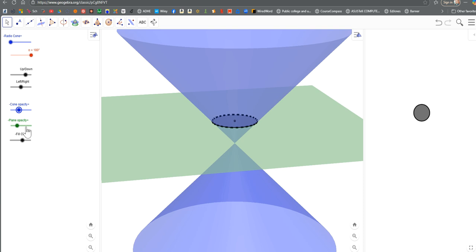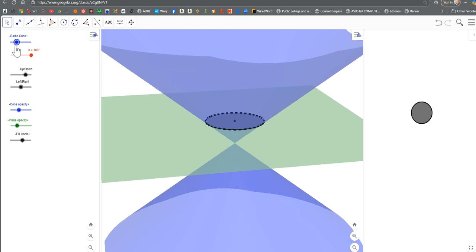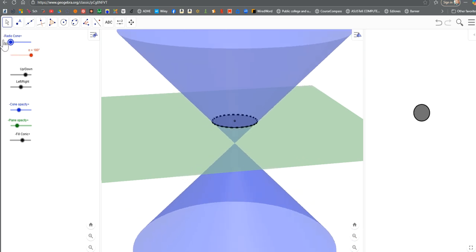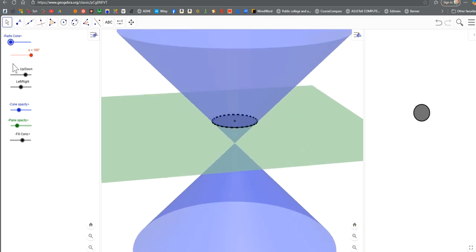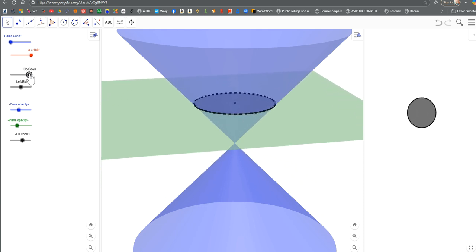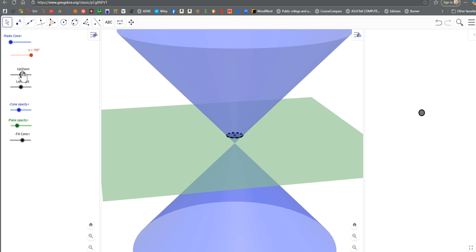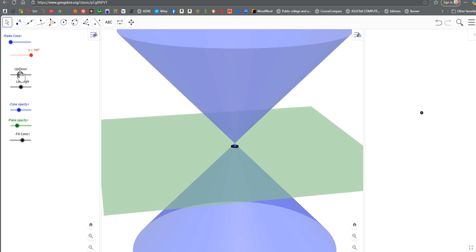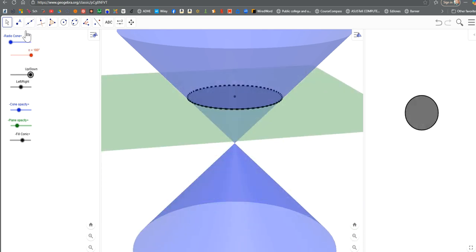Okay, and if we move this up, let's see, this one changes the angle between the generating line and the axis, which adjusts the cone, and then this one moves the plane up and down. So notice those are circles. It can degenerate down to a single point if it just goes through the vertex there, but we get a circle.